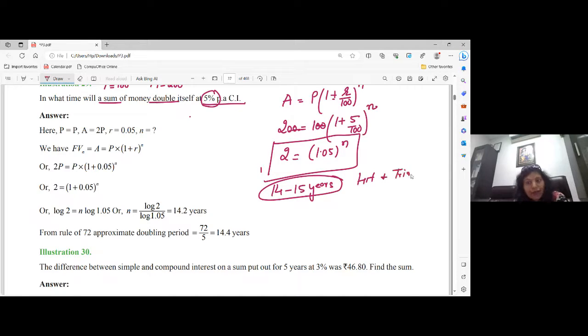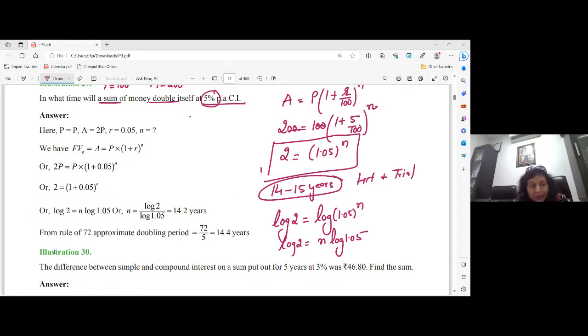So this is called hit and trial method. And if you want the exact answer, then you have to take the value of log. So in that case, applying log on both sides, log 2 is equal to log 1.05 per n. So that becomes log 2 is equal to n log 1.05.